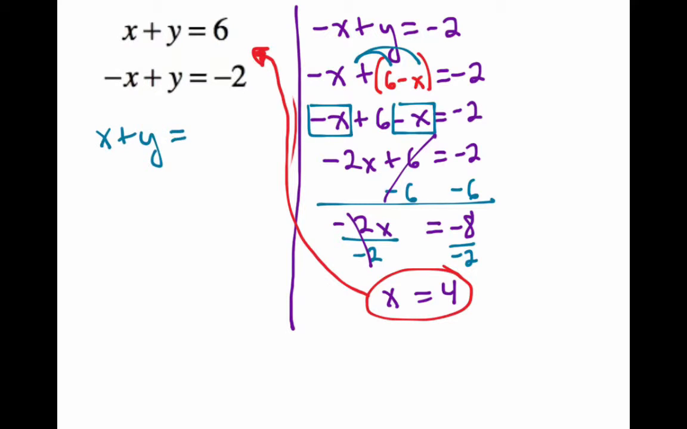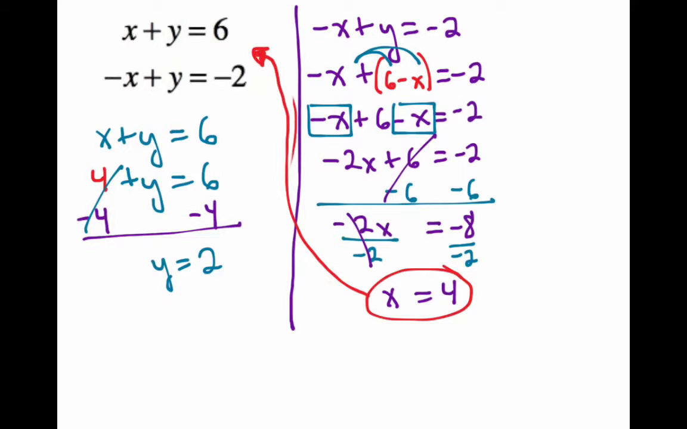x plus y equals 6. Instead of x, though, now I can say 4. 4 plus y equals 6. Subtract 4 from both sides. And I learned that y equals 2. Okay, I have a value for x. I have a value for y. I have a point, my x, comma y. How do I know whether or not this is my true point? I'm going to have to check my solutions, and by now you know how to do that.